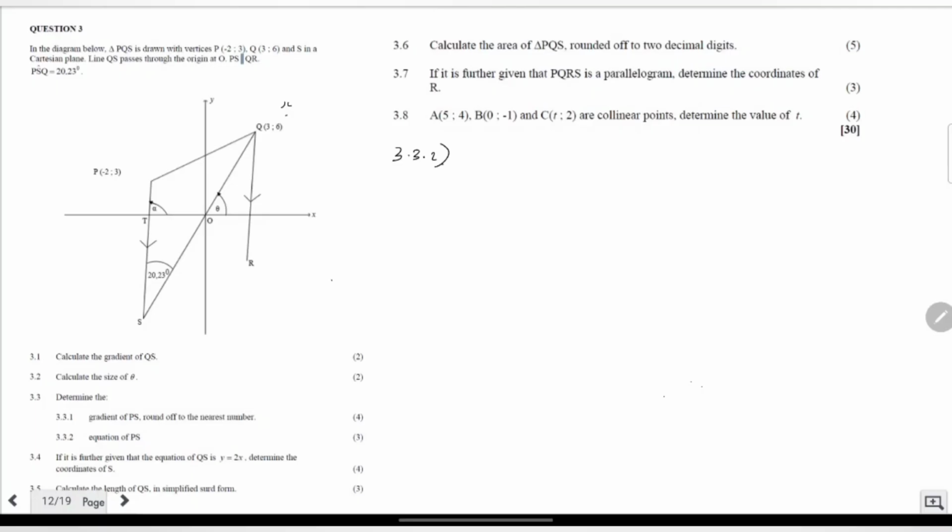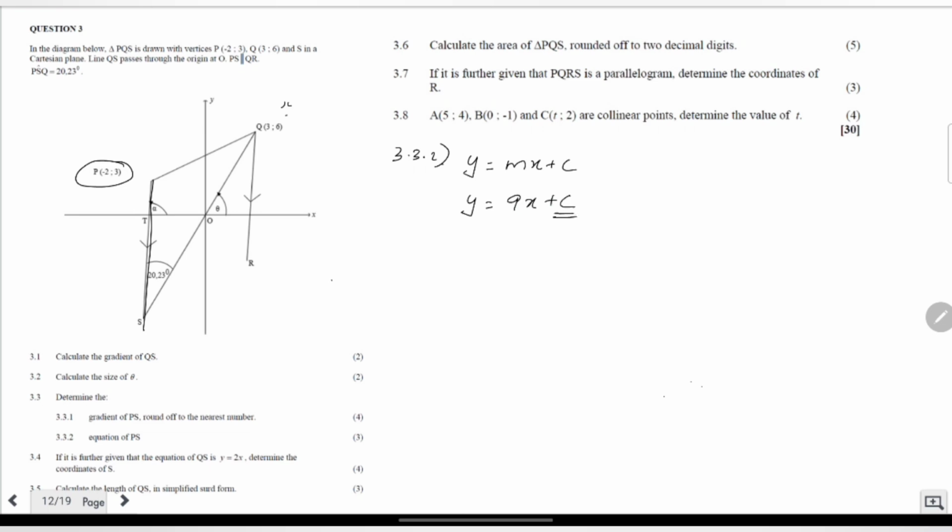Question number 3.3.2, equation of PS. I told you PS is a straight line, isn't it? Okay, how do you find it? What is the minimum that we needed? One point is available, and the gradient of PS we also calculated. Now we can use the simplest formula, y is equal to mx plus c, where the gradient we got, that is y is equal to 9x plus c.